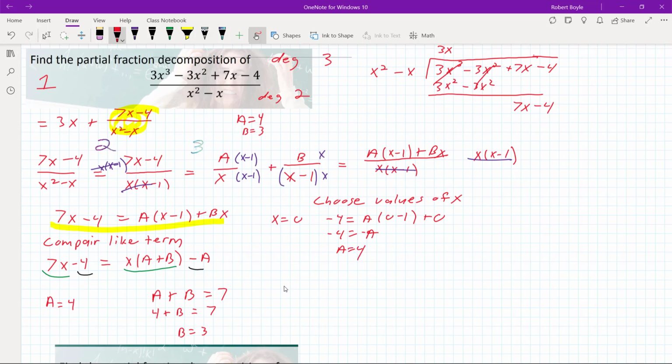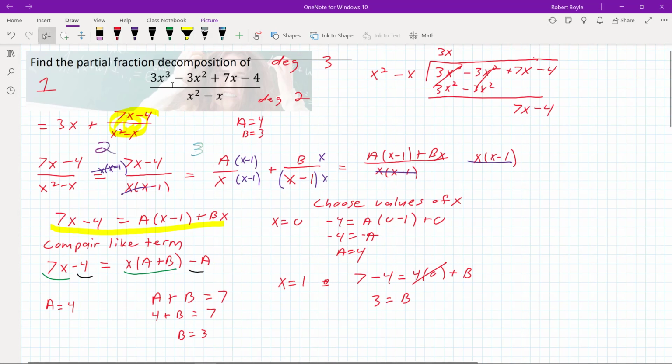which is exactly what we got before. Now also notice that if I let x be equal to 1, then this term will go to 0, and we're only left with b. So let's let x be equal to 1. And if we do, we are going to have 7 times 1 minus 4 is equal to a, which by the way is 4, times 1 minus 1. Well, that's 0 anyways. Plus b times 1. Okay, this is 0, this is 3, and that's going to be equal to b. So we get the exact same solution.